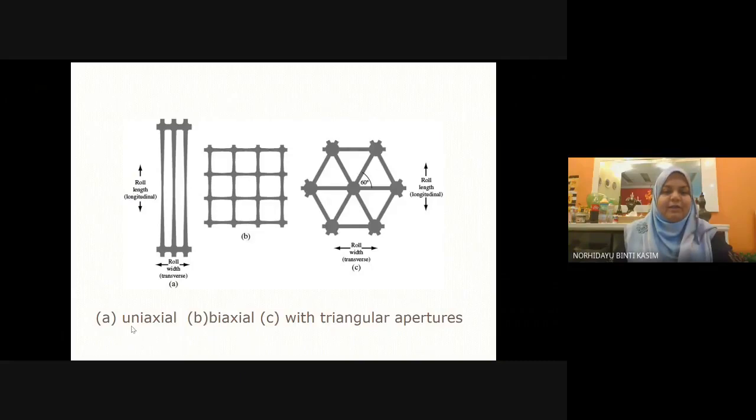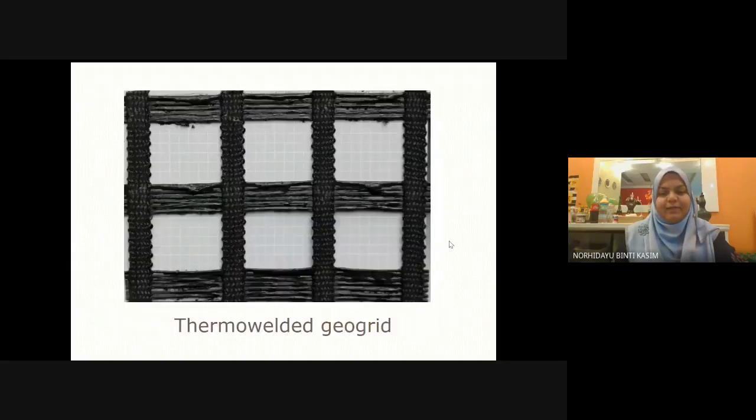This one is uniaxial, for example figure A, uniaxial geogrid. This one is biaxial. Uniaxial means that one axis exists only, and then biaxial. We also have a rectangular aperture, where the shape is rectangular. This one you can choose in the market. And then this is the thermo welded geogrid, an example of thermo welded geogrid.